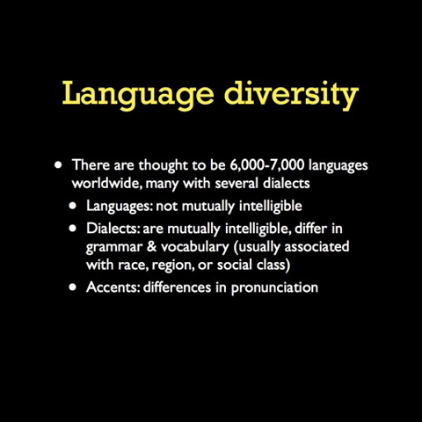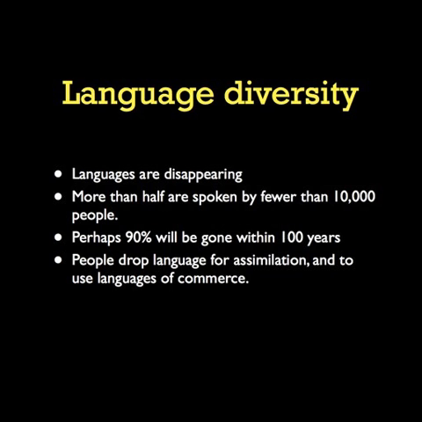And then accents are the same dialect, just with differences in pronunciation. So you just pronounce the phonemes differently. The sounds are different. Turns out that languages are disappearing at a pretty rapid clip. More than half of the languages, so more than half of that 6,000 to 7,000, are spoken by fewer than 10,000 people. So that's less than the undergraduate population here.